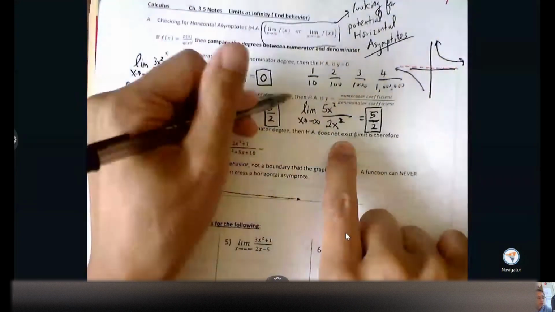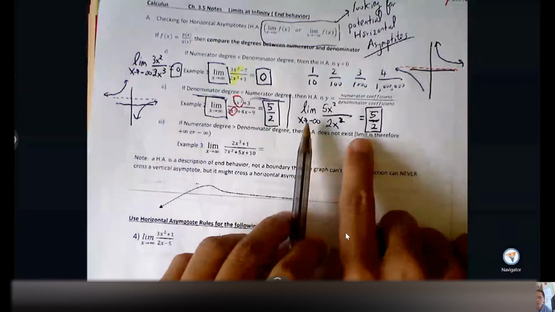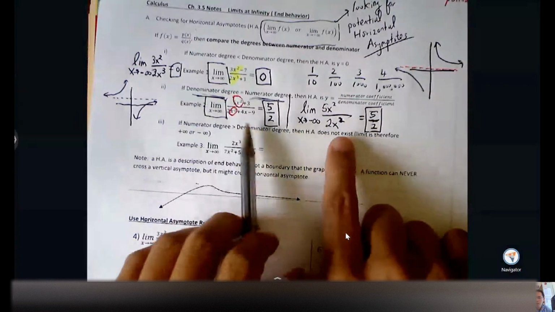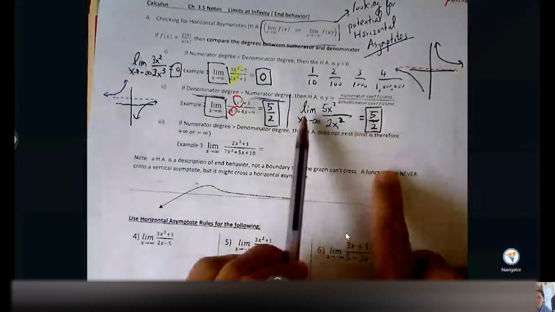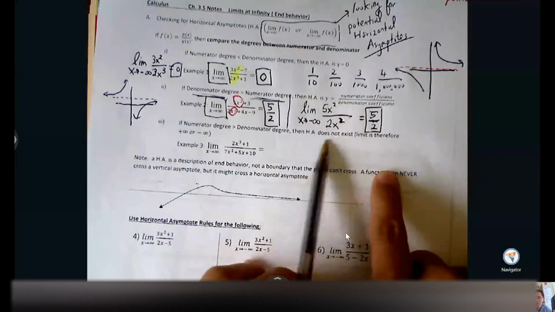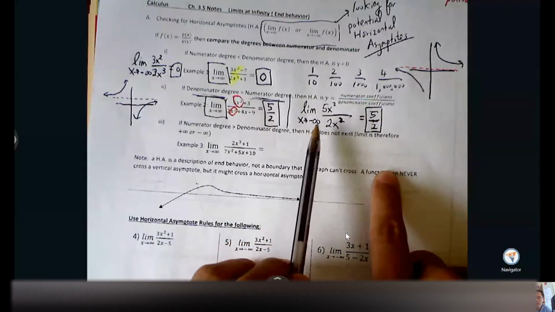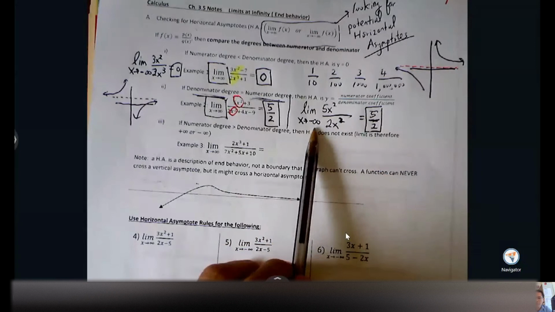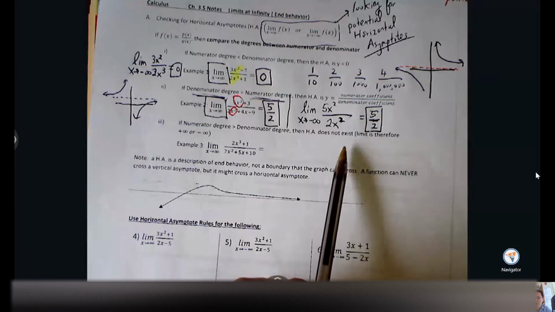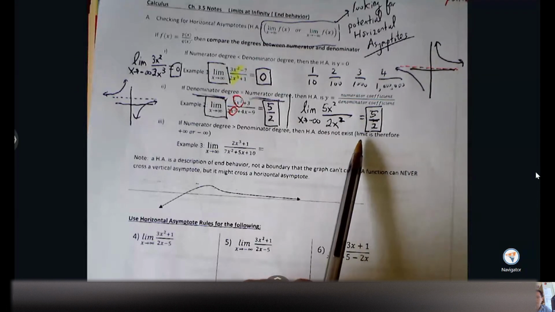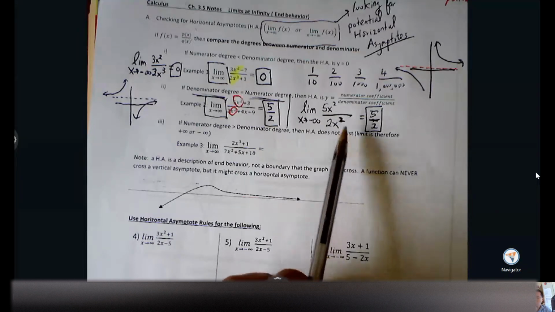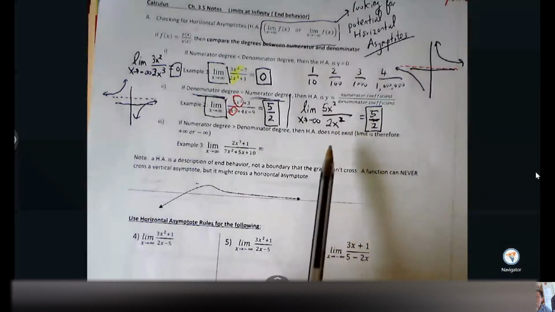Now, students tend to make mistakes with this problem. So I want you guys to guess. What do you think is a common mistake that students make that causes them to not get the right answer in this situation? What do you guys think? Dividing the degrees instead of the coefficients. Okay, dividing degrees instead of the coefficients.